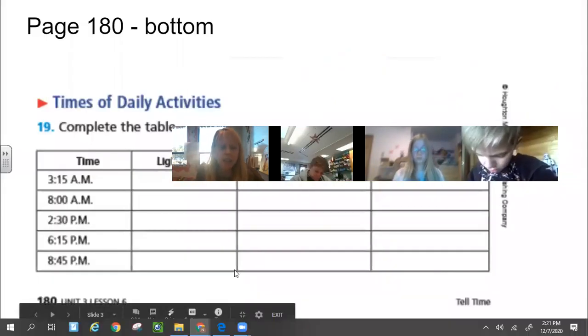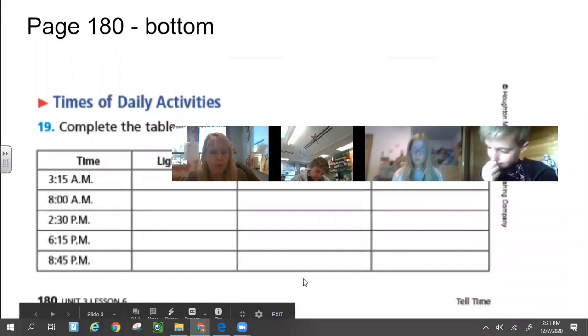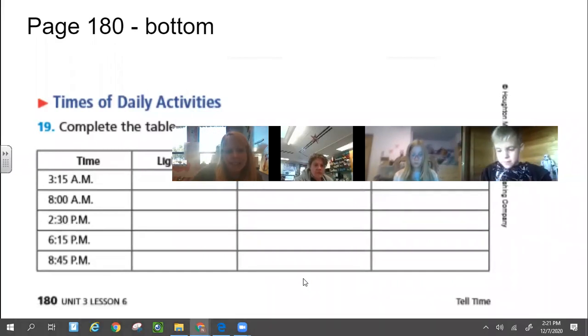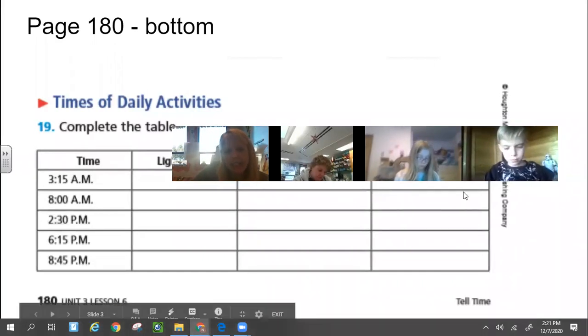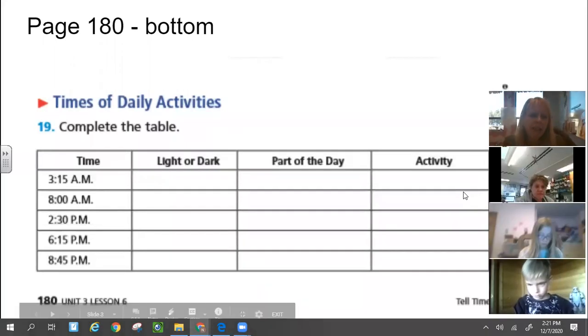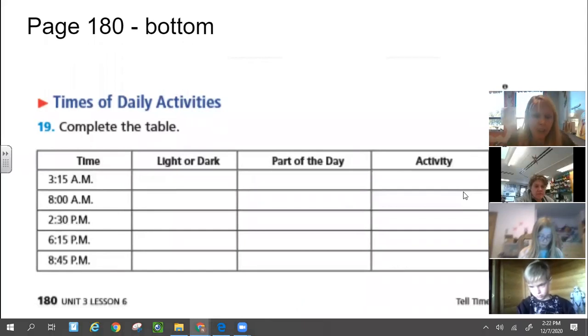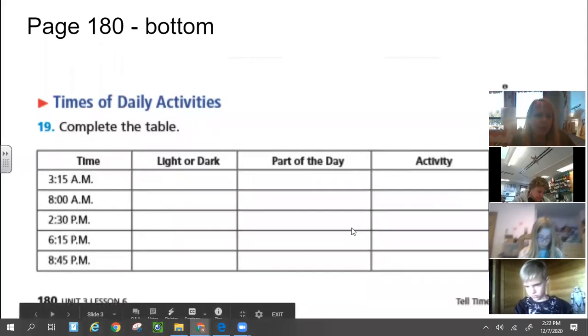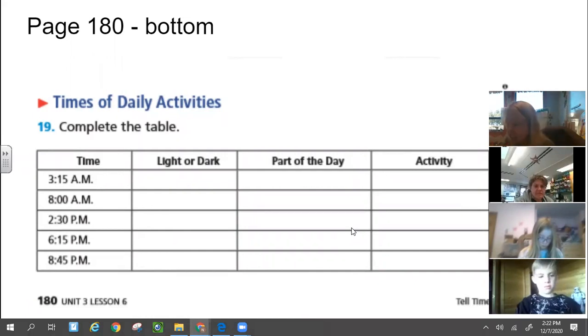So I'd like you to look at page 180 in your math workbook. And this is a timetable of daily activities. And we're gonna see if we can figure out if it's light or dark, what part of the day it is, and what activity you might be doing. So I want you to think about 3:15 a.m. Is that going to be when it's light outside or dark outside? Josh? Carter? Dark. It's going to be dark.